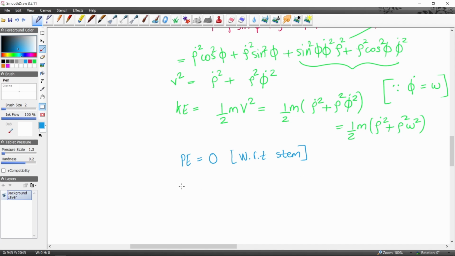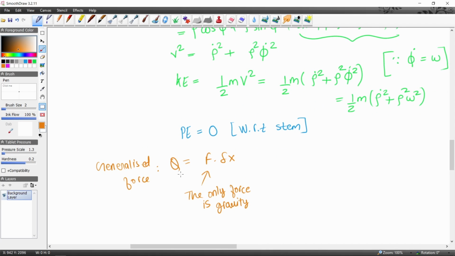Next we proceed with the expression for the generalized force Q, which is also defined as the amount of virtual work done by the force acting on mass m. The only force in this question is the gravity. So the virtual work done by the gravity force is F dot del x, where F is the gravity force and del x is the virtual displacement. But since the gravity is acting perpendicular to the virtual displacement, this force is equal to 0.